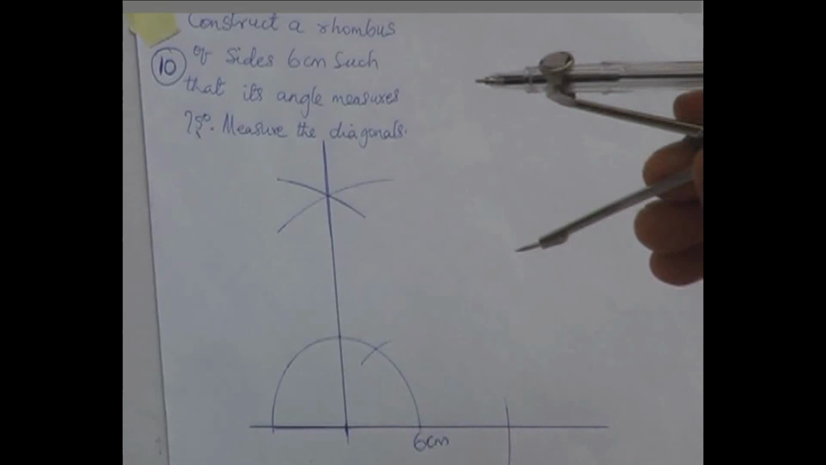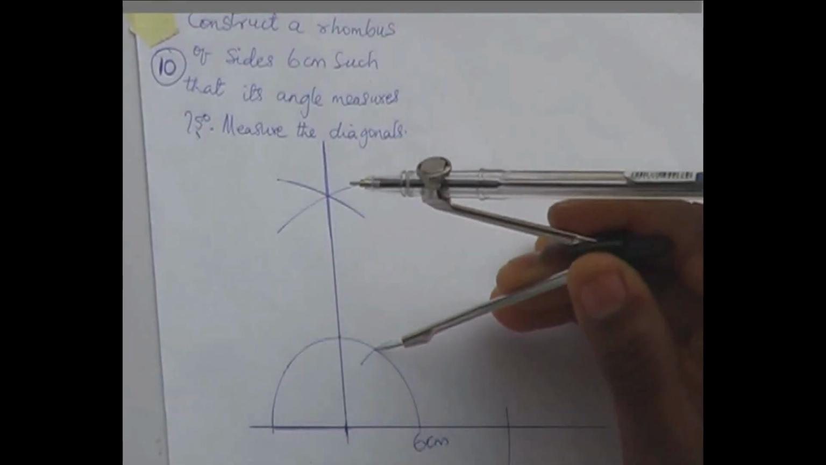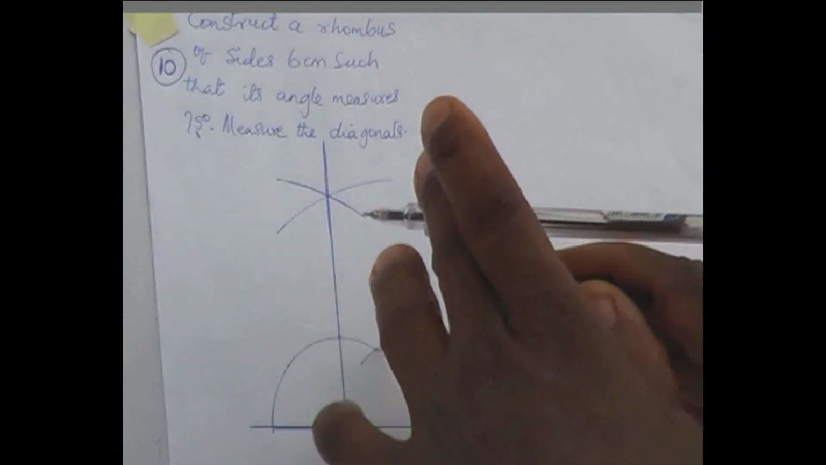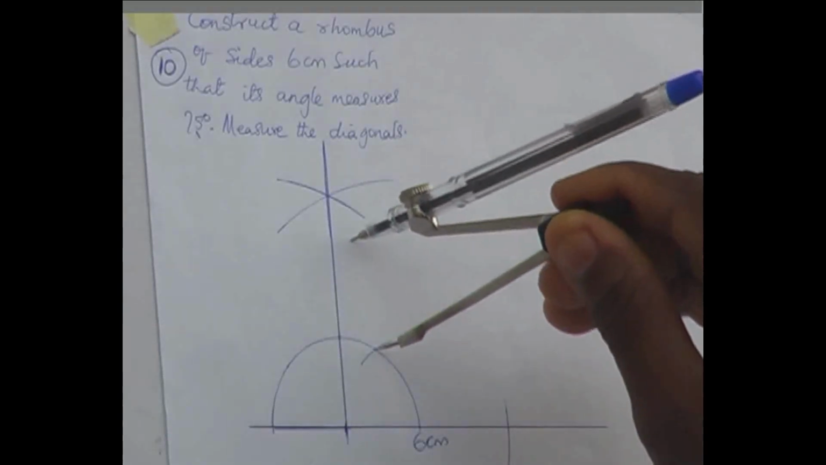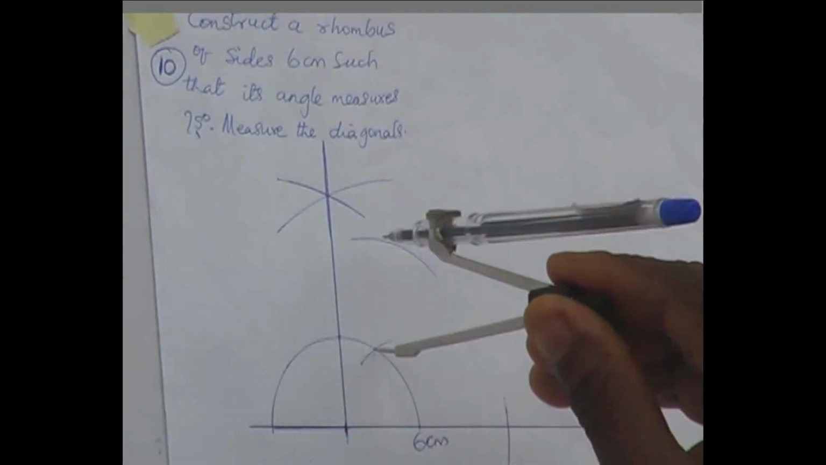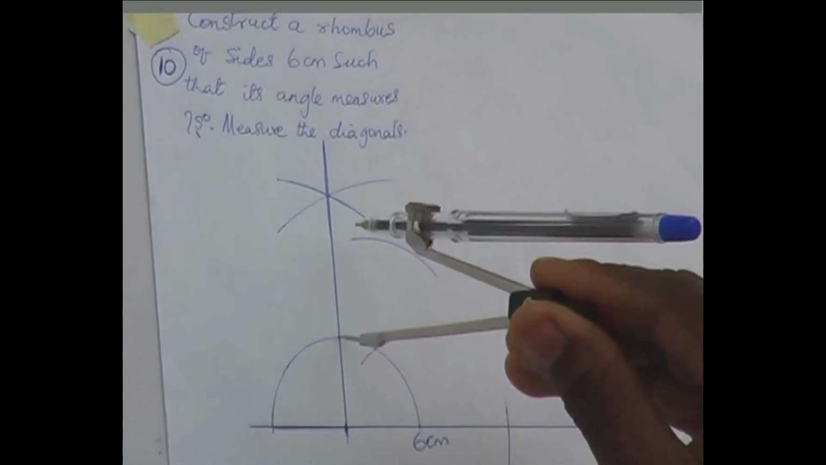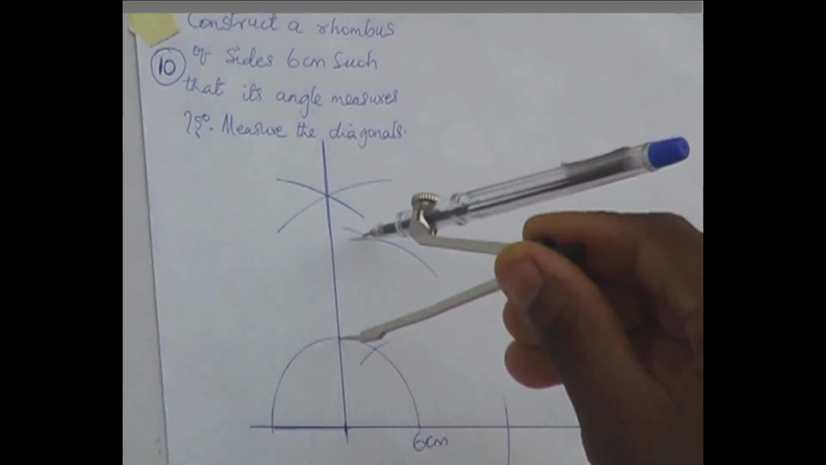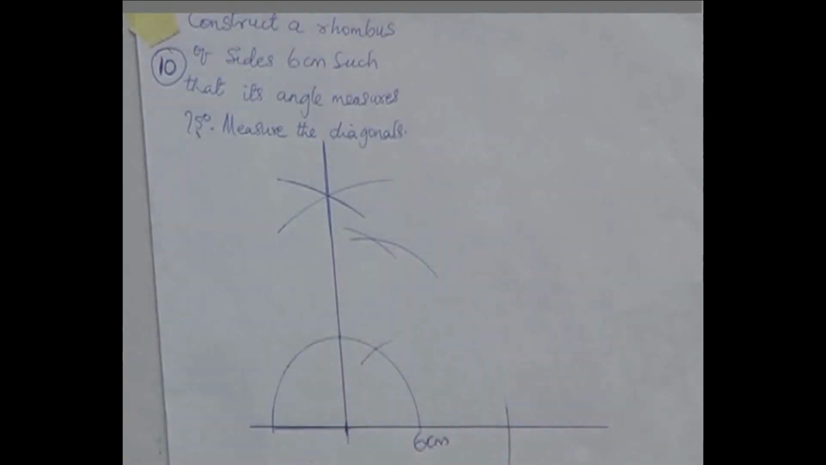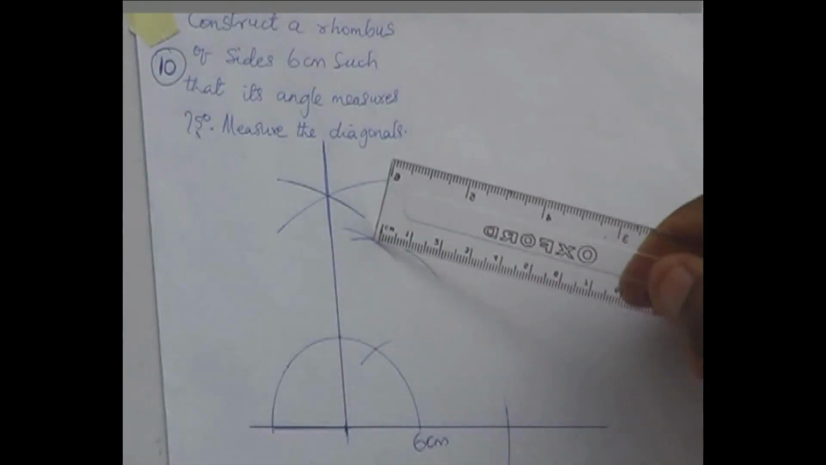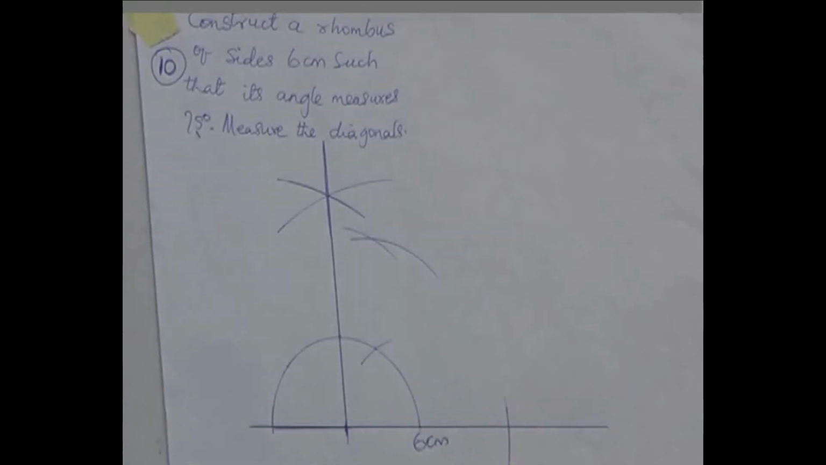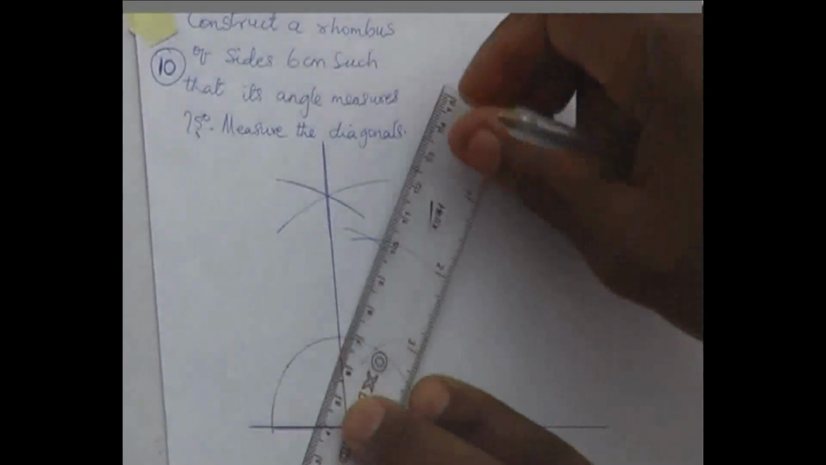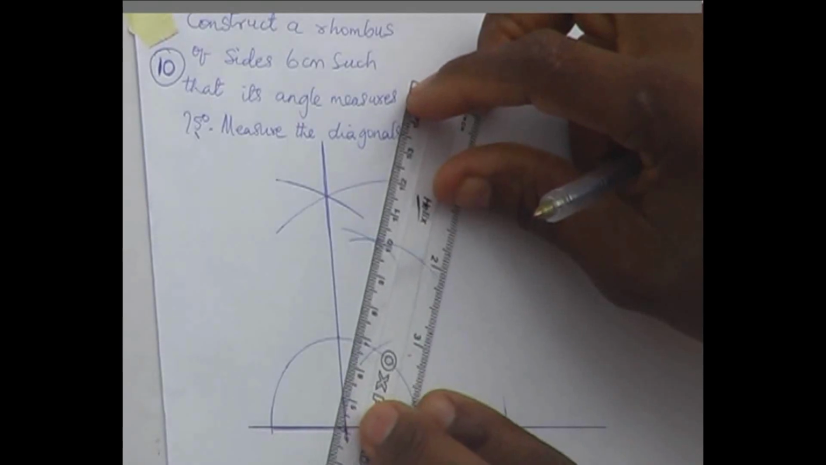You know how to bisect angles? Put the sharp end of your compass here with a reasonable radius. Make an arc. Remove it. Put it at this point and make another arc to cut the one you made before. Then join this point of intersection with this point. If you do so, you have bisected that angle.